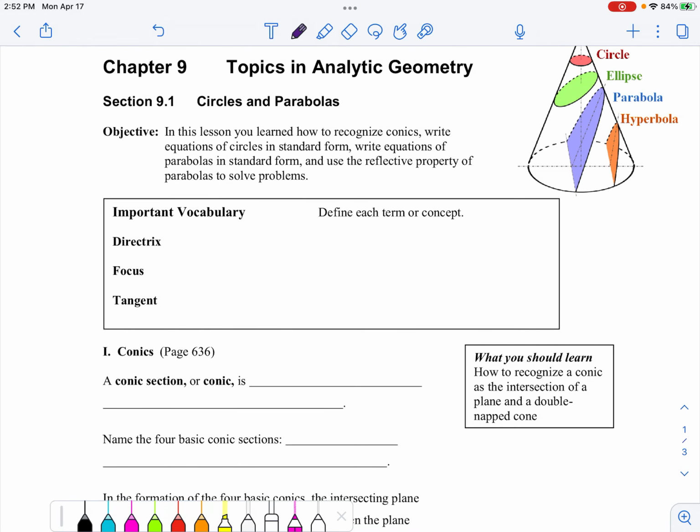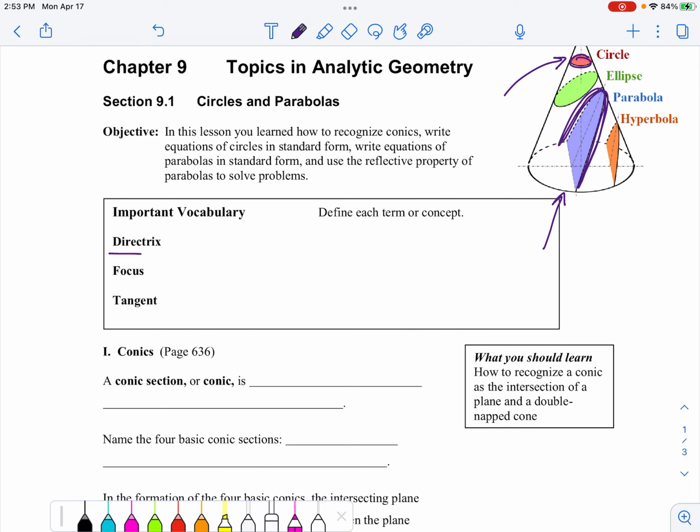Hey everybody, we're going to go ahead and start on notes for section 9.1. We're talking about circles and parabolas. Remember, a circle is when I cut the top part of the cone. If I look at the very top, it'll create a circle. And then a parabola is when I cut the part of the cone from the side through the base, and it will give me a parabola shape like this.